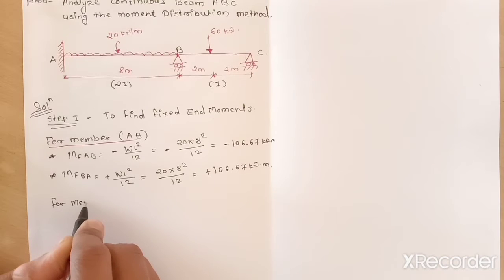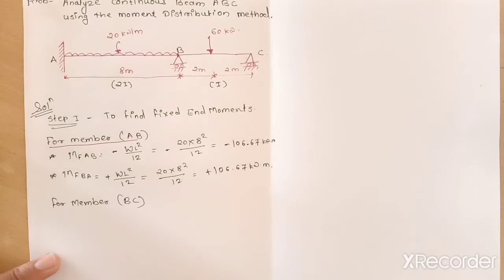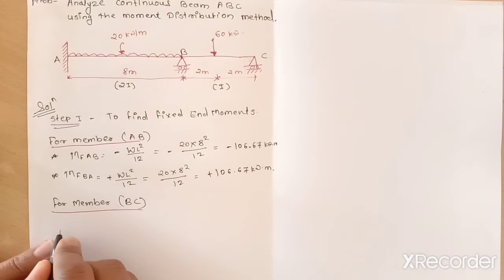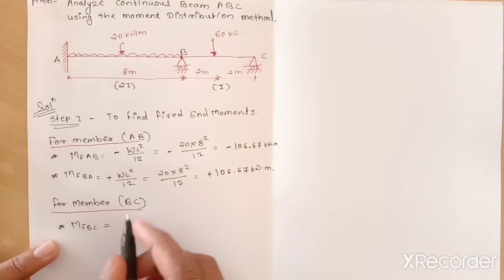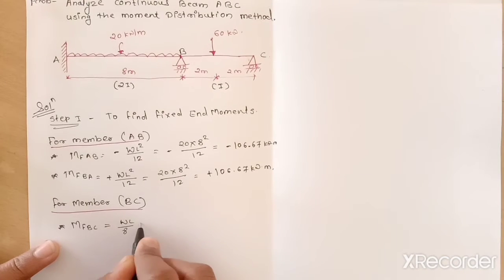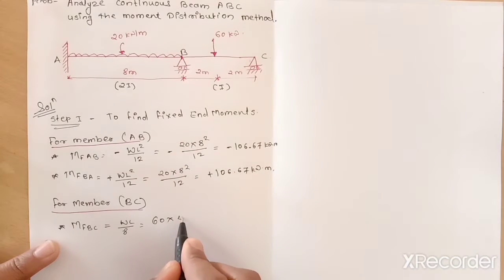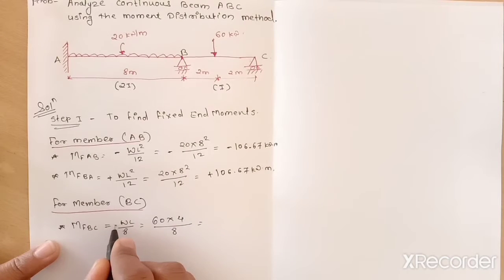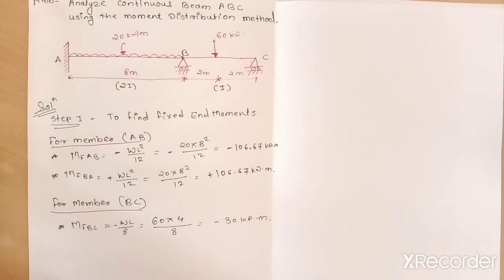Okay, then next for member BC, the fixed end moment for member BC is equal to, formula is WL by 8, here W is 60 multiplied by L is 4 divided by 8. So this value is minus 30 kilonewton meter.